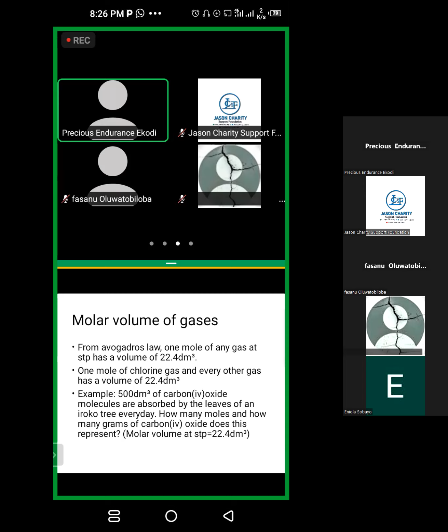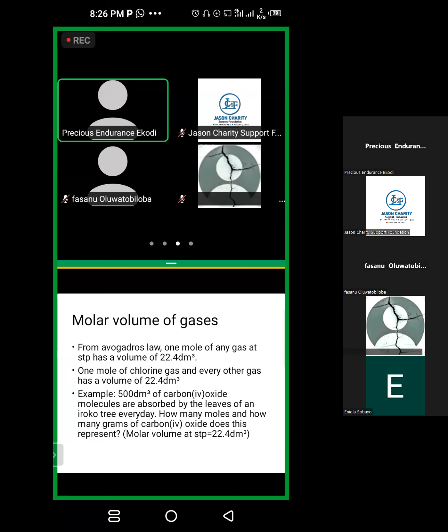So this number is also a constant, just as you have your Avogadro's constant. Now I have an example there. 1 mole of fluorine gas and every other gas has a volume of 22.4. No matter what the gas, no matter how big the gas is, it will always have a volume of 22.4 dm cube, as long as it is 1 mole of that gas.